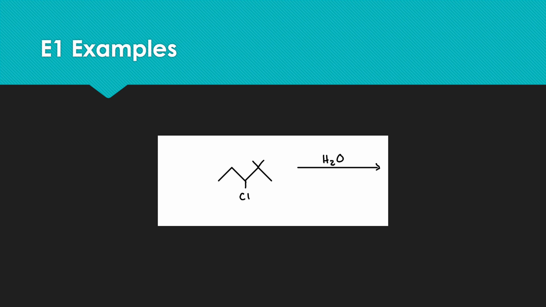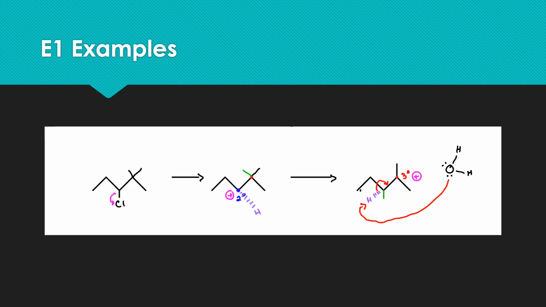Here we are reacting 2-dimethyl-3-chloropentane with water. In this reaction, we can see that chlorine is a leaving group, so that is the first step. The chlorine leaves and creates a secondary carbocation.